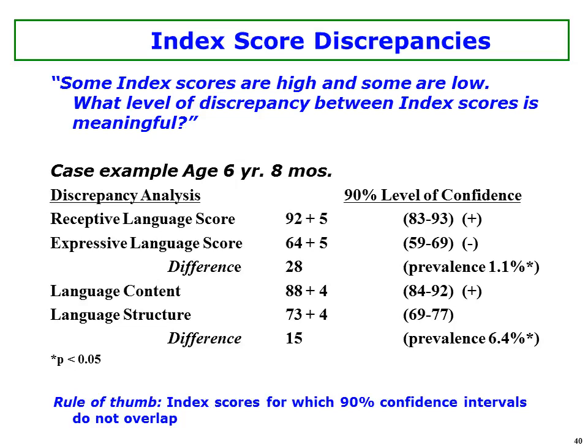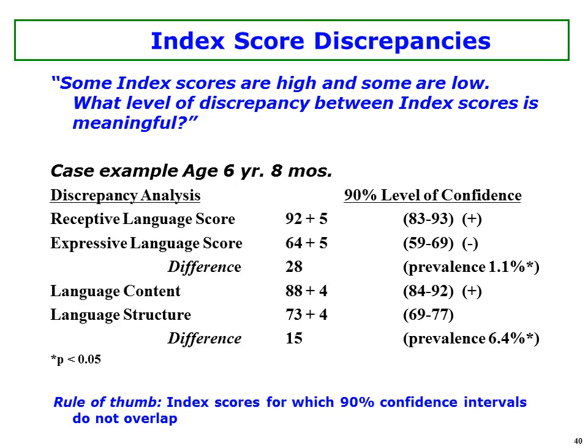But there is another rule of thumb that I kind of use. If the 90% intervals do not overlap, that's a significant discrepancy. 83 lower, 69 for expressive higher, they don't overlap. We take a look here, 84, 92, 69, 77 for content and structure. They don't overlap either. So just by a rule of thumb, I can see they don't overlap.